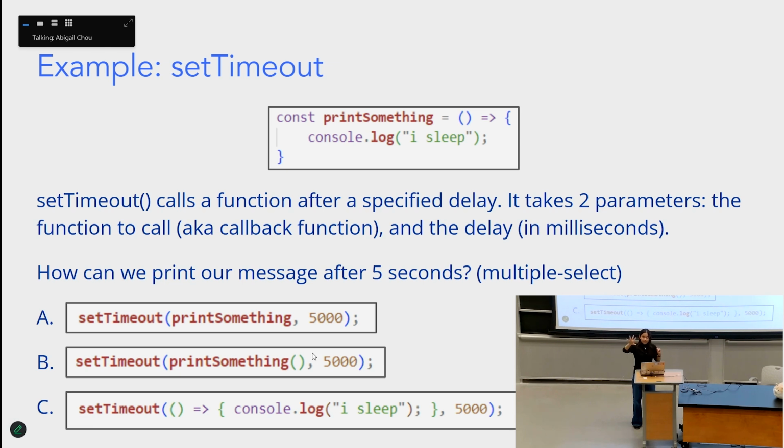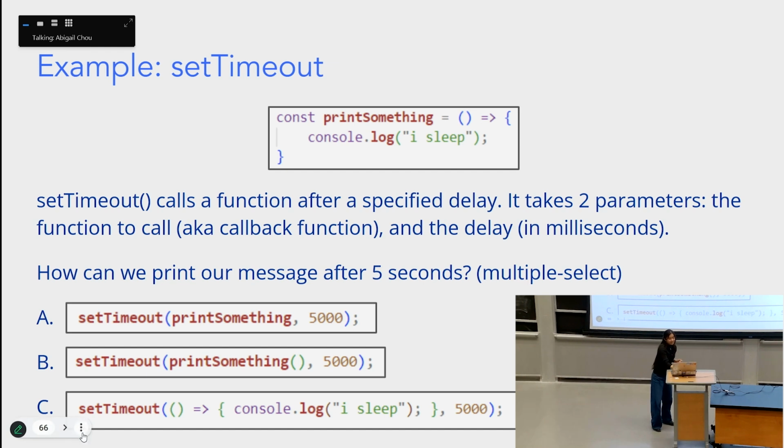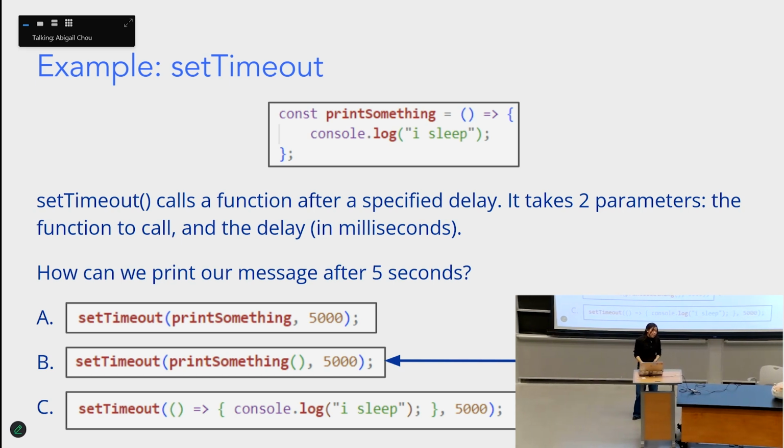Raise an open hand if you think C works, closed hand if you think it doesn't. OK. All right. Most of y'all are getting it. C does work, because this function defined in C is exactly the same as the function that we set the variable to, print something. So it does the exact same thing. Yes, exactly. It will be a different object, a different function, defined in a different place in memory, but it'll be a function that does the same thing.